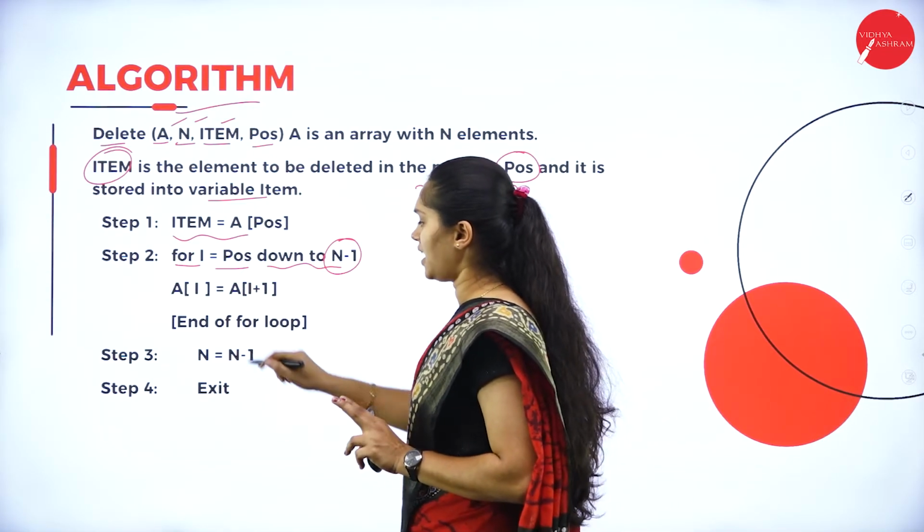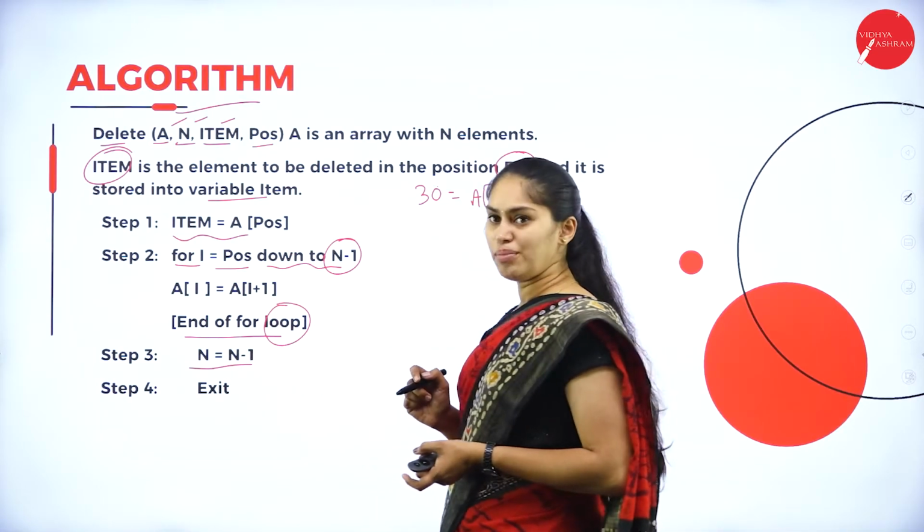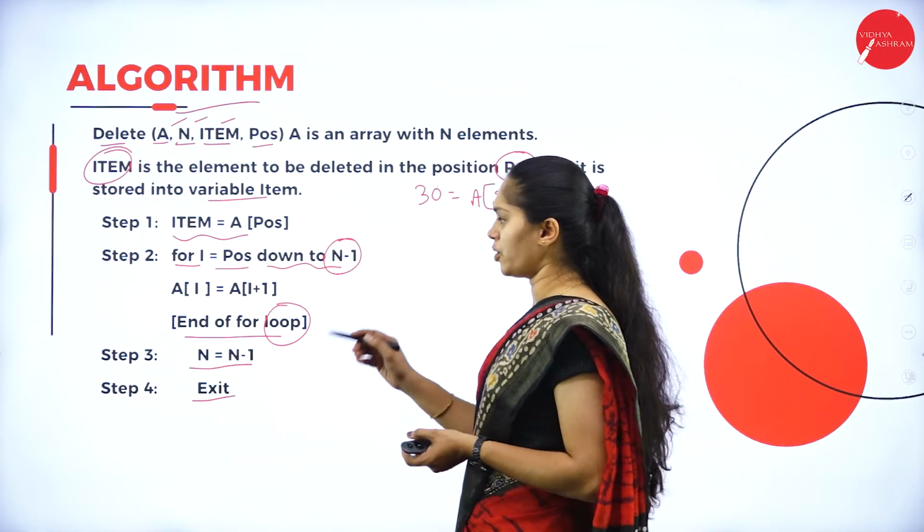Now that needs to take place. This is how the for loop is going to take place. After that, n is going to be decremented by 1 and we are going to exit.